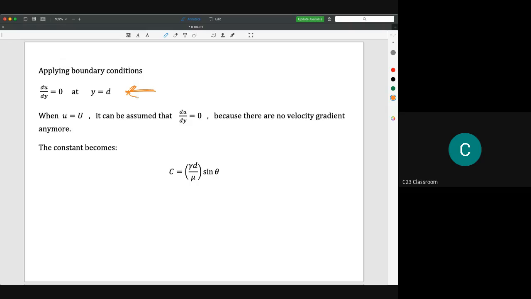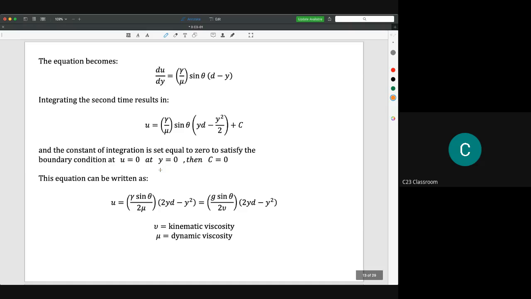So this is what I say here. When u is equal to capital U, it can also be assumed that du dy is equal to 0. This is the trick for you to solve that problem. If you substitute with the boundary condition, you will find that you will have a value of constant c. So you substitute with this, you substitute here.